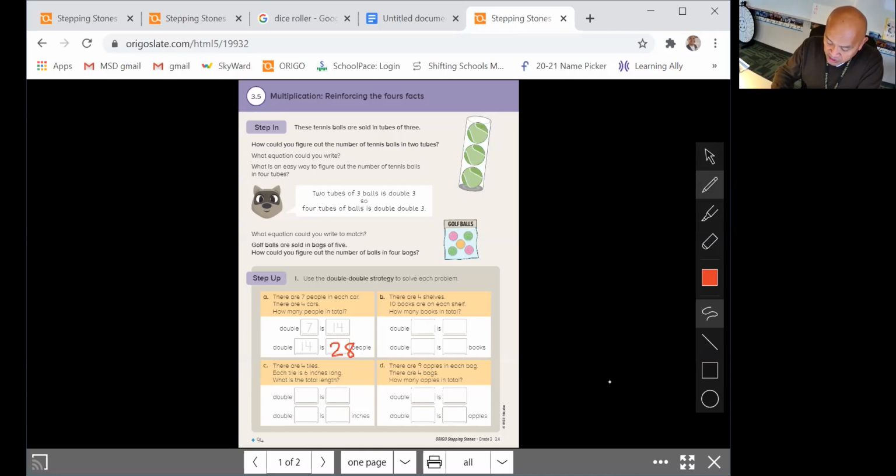It says there are 4 shelves and 10 books on each shelf. How many books are there in total? Okay, so this is 10 times 4. So are we going to double the 10 or the 4? We're going to double whatever is not the 4. So we're going to double the 10.